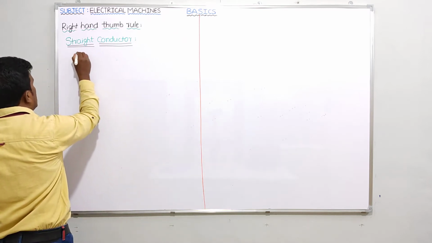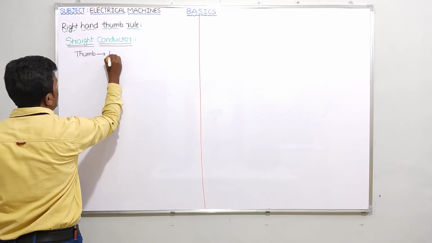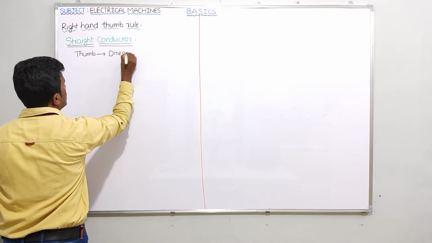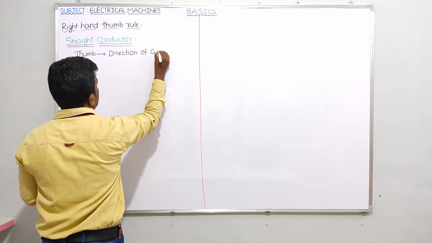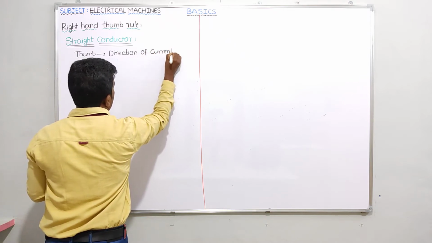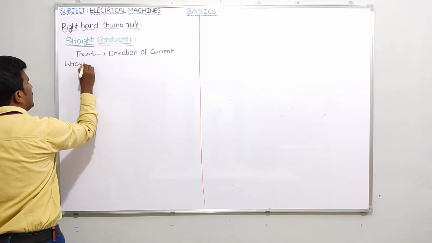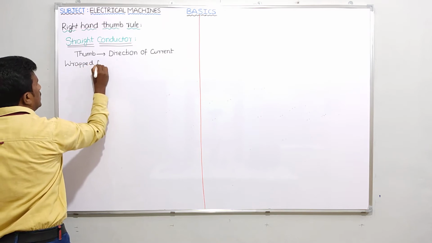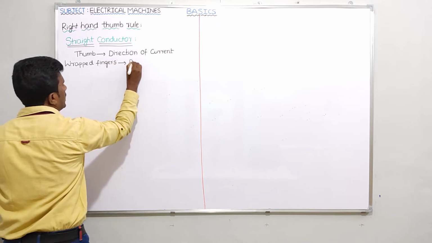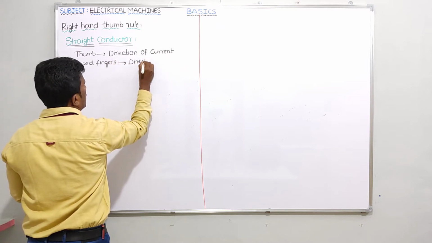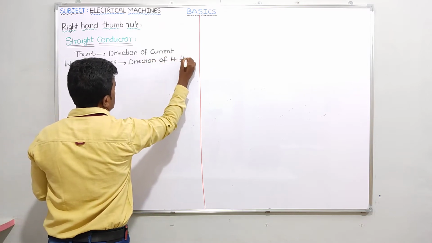So for straight conductors, thumb means direction of current. Now tell me guys, what about wrapped fingers? Wrapped fingers indicate the direction of magnetic field, or direction of flux. Is it clear? This is for straight conductors.